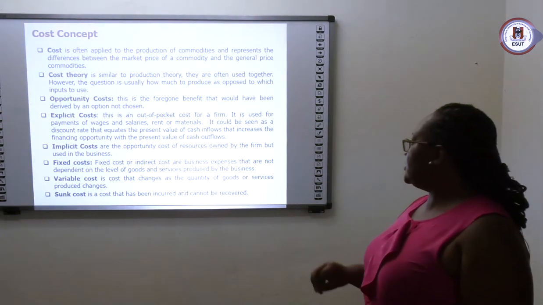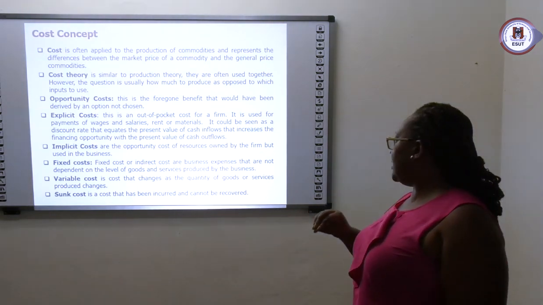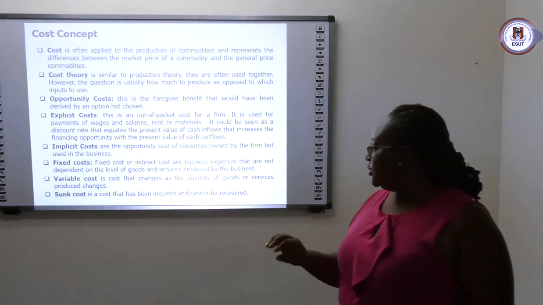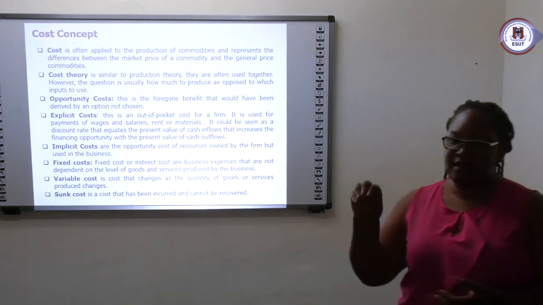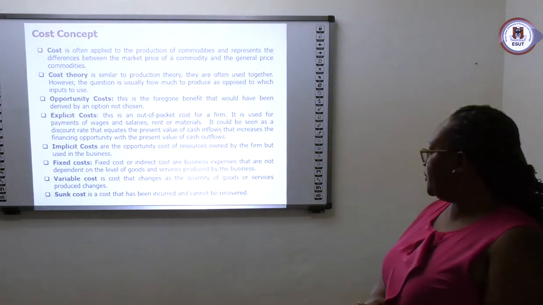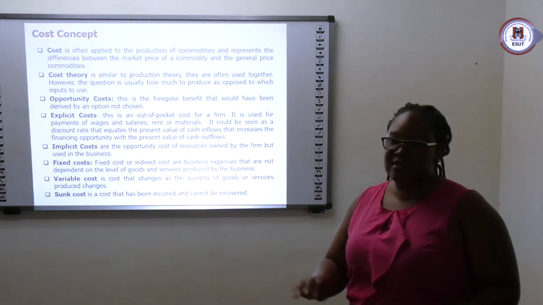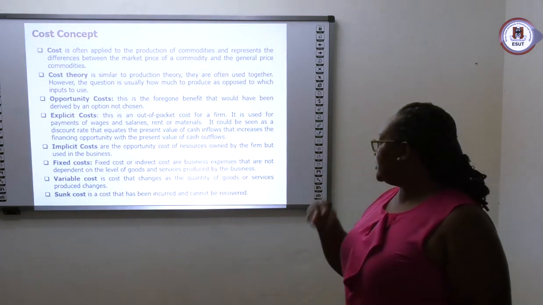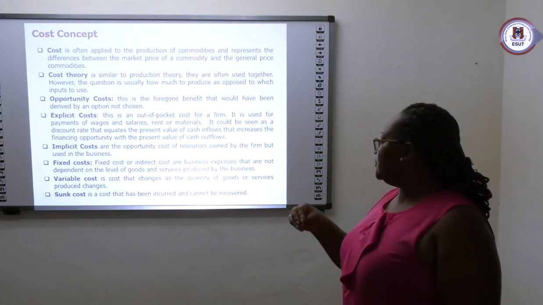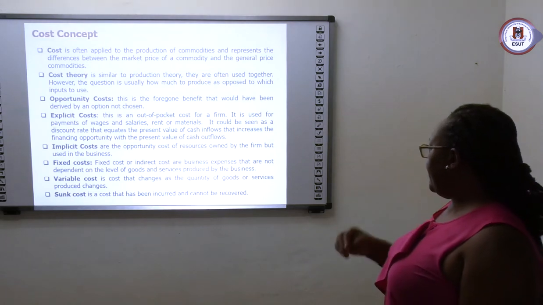Fixed cost. This is an indirect cost for business expenses that are not dependent on the level of goods produced by the business. It is said that this fixed cost has been there whether the firm makes profits or does not make profit, whether they produce a large quantity or they do not, even if they did not produce anything, that cost is fixed. An example of this fixed cost is rent, the rents and the building.